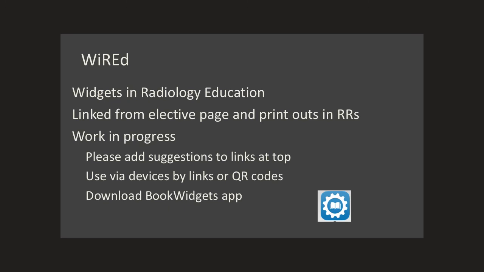There are also printouts of the ones that relate to specific clinical areas in the reading rooms. These are constantly being added, and there's a variety of different ways that you can access them. I would recommend that you download the Book Widgets app onto your smartphones, and then you can just flash the QR codes. You can also use your laptop and just click the links.